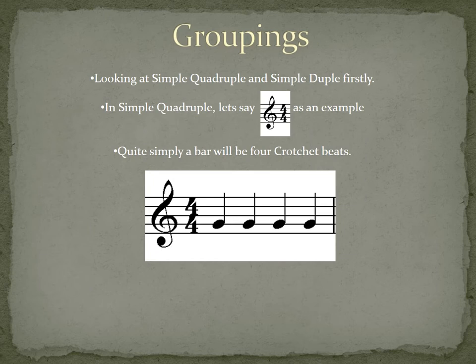Now, one of the most important things about time signatures is they tell you exactly how to group the notes together. So we're going to look at a very straightforward one, simple quadruple and simple duple first. In other words, 4 beats to a bar and 2 beats to a bar. So in simple quadruple, for example 4 over 4, quite simply, the bar will contain the equivalent of 4 crotchet beats.